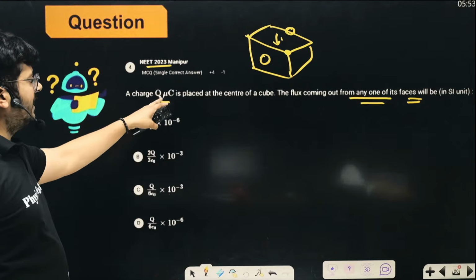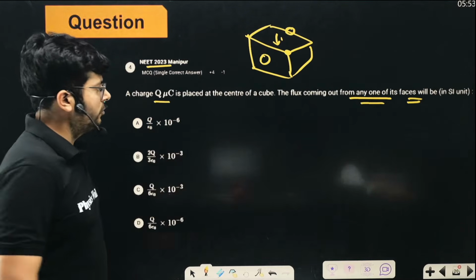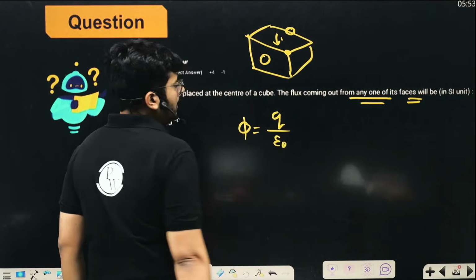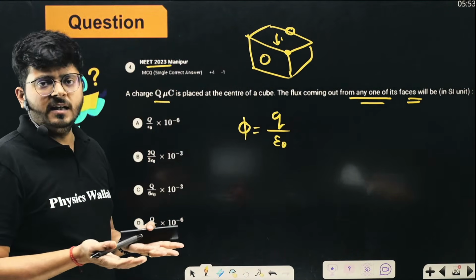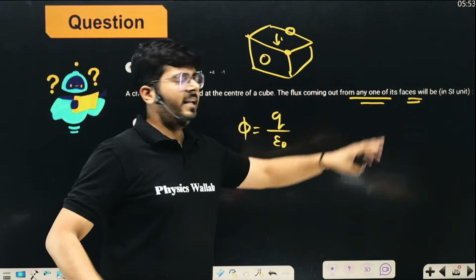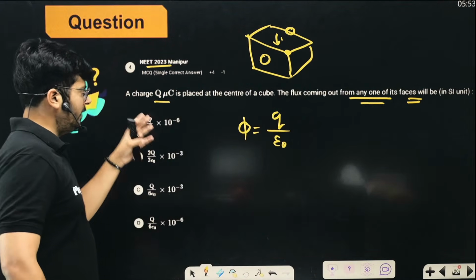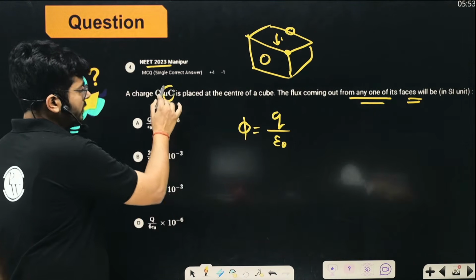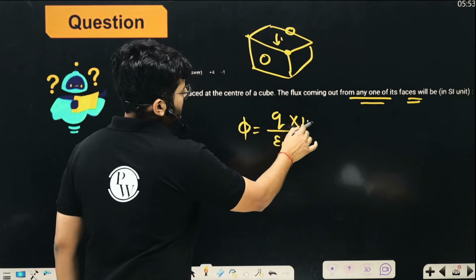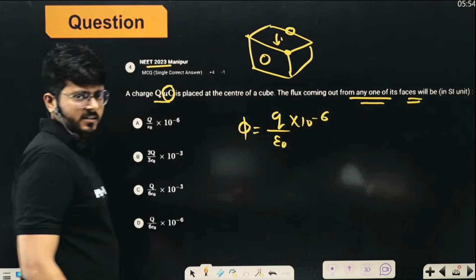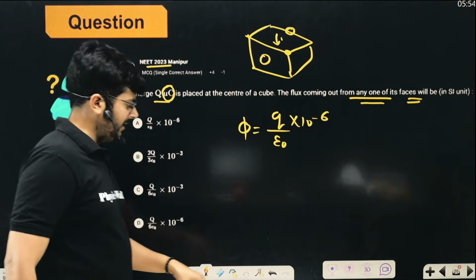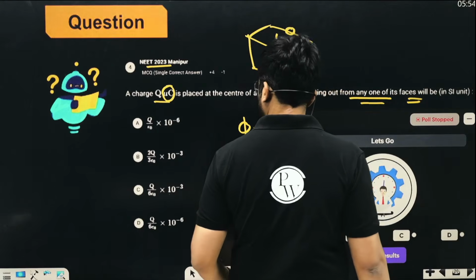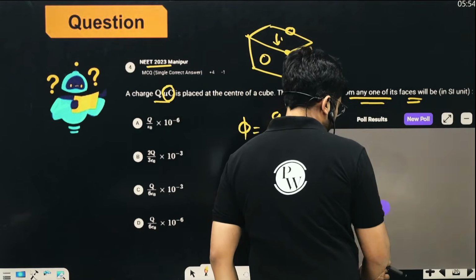So basically we have the charge Q placed at the center of the cube. You know that the flux is going to be charge enclosed upon epsilon naught, but we don't want the flux through the entire cube. We want the flux coming out of any one of the faces. The charge Q given is in microcoulomb, which is why we are multiplying by 10 to the power minus 6. Try to answer it over here, my dear kids.